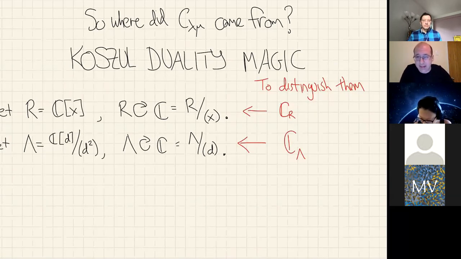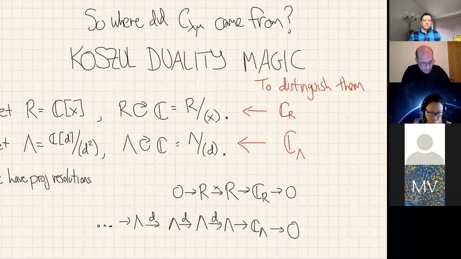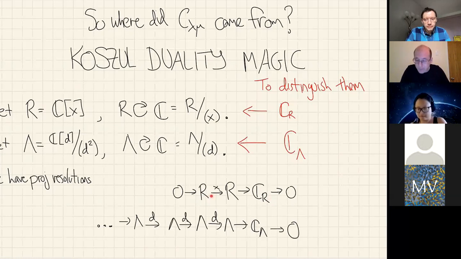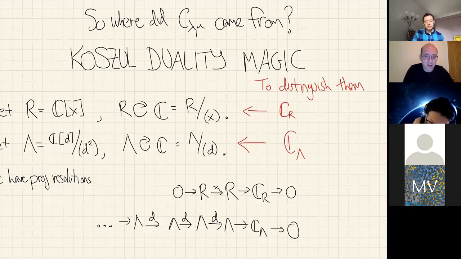I wanted to be able to distinguish between these two one-dimensional modules, so I'm going to call this the one-dimensional module over R, and this the one-dimensional module over the exterior algebra. Okay, so each of these modules are not projective, but they have projective resolutions, and this is what the projective resolutions look like. Your projective resolution of C_R just has two copies of R, and your projective resolution of C_lambda has infinitely many copies of lambda. This should be something that you've hopefully seen before at some point in your life.